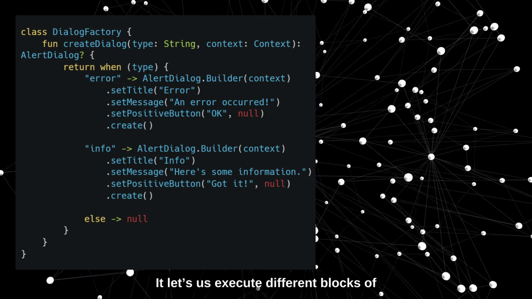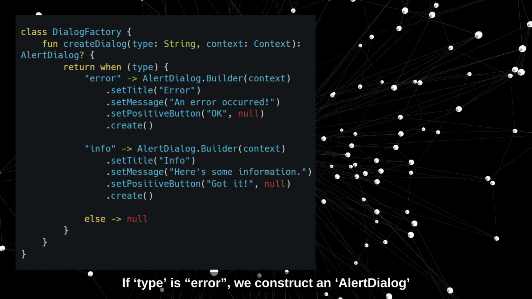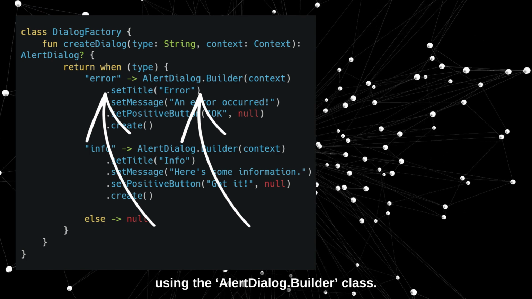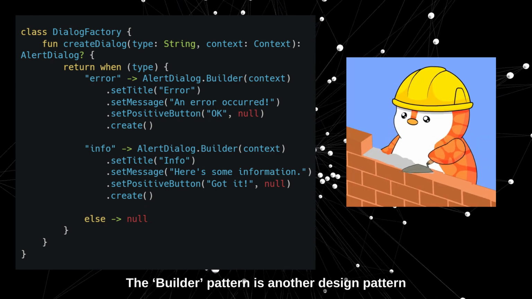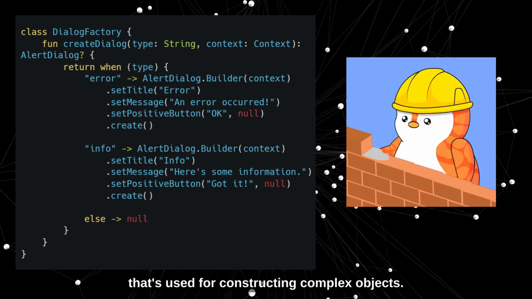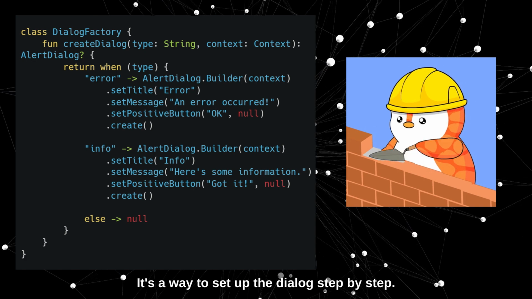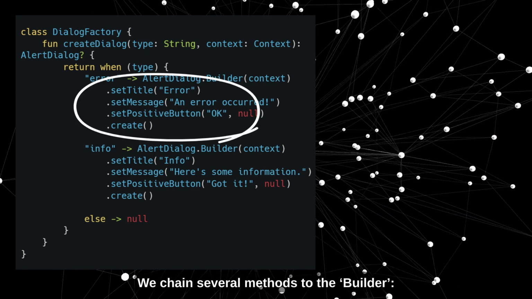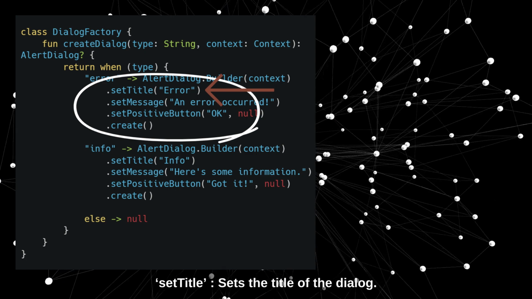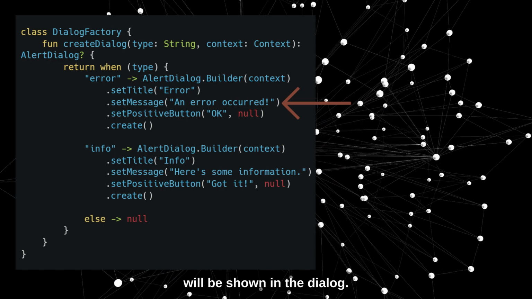It lets us execute different blocks of code based on the value of type. If type is error, we construct a dialog using the AlertDialog.Builder class. The builder pattern is another design pattern that's used for constructing complex objects. It's a way to set up the dialog step by step. We chain several methods to the builder. setTitle sets the title of the dialog. setMessage sets the message that will be shown in the dialog.